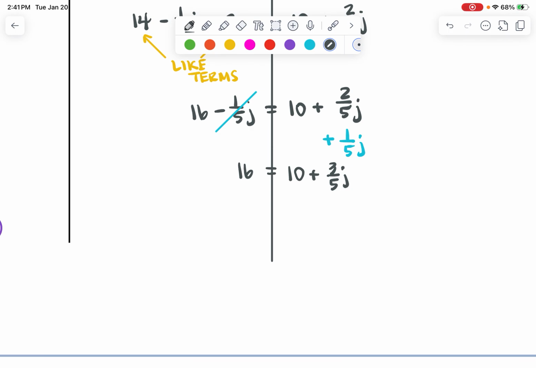And now we're down to a basic 2-step equation. Now I'm going to start moving everything away from the J. Always move the term that's not attached first. So I'm going to take this adder of 10, and it's going to become a subtractor on the left. So that's going to give me 6 equals 3/5 J.